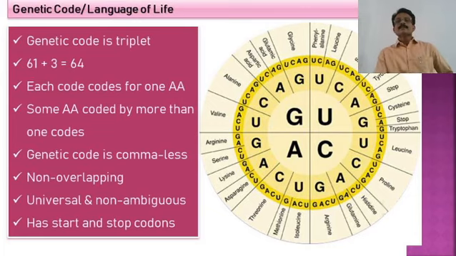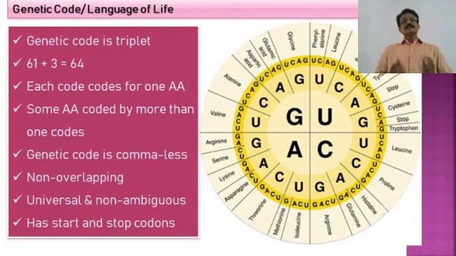Like here you can see, GUU codes for valine, again GUC codes for valine, and GCU codes for alanine. So likewise for each amino acid there is a single triplet or more than one triplet to code for that particular amino acid.